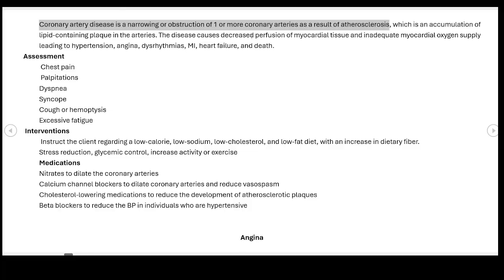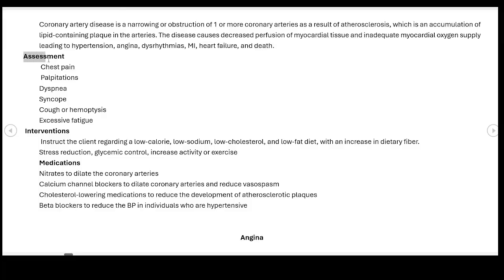So our main problem, which I already talked about, is when we have a narrowing of the blood vessels, then we have less blood going to the side of the heart that needs the blood. So we have a perfusion problem. As a result of that, the heart muscles begin to die, or myocardial tissues will not be getting enough oxygen, or we have inadequate myocardial oxygen supply, leading to either hypertension, angina, which I'm going to talk more about, dysrhythmias, which is abnormal electrical activities of the heart, and then we talk about MI, which is myocardial infarction. We'll be focusing more on heart failure, and sometimes it leads to death if care is not taken.